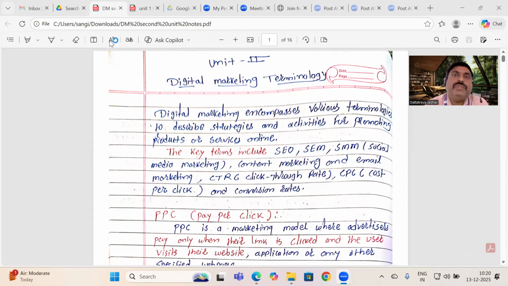Which platforms are used in digital marketing? What is the difference between traditional marketing and digital marketing? Which soft skills are required for digital marketing? What are the key drivers of digital marketing? Those are the parameters we observed.